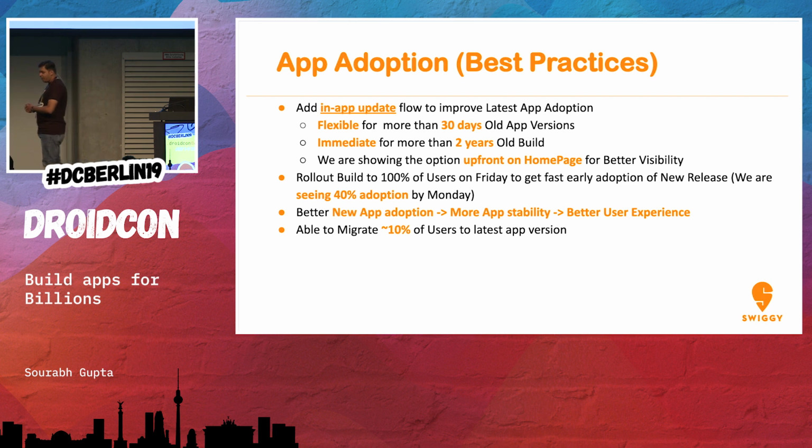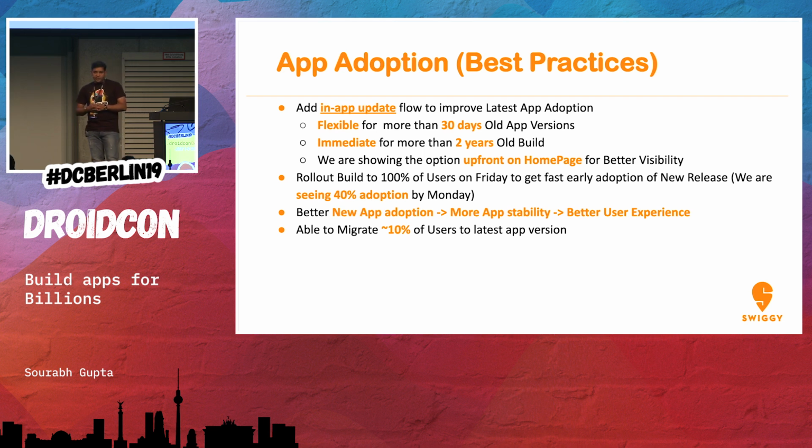First is the in-app update, which Google recently launched. It has two methods, flexible and immediate. For flexible, we show it if the user is on an older build of more than 30 days. We have a release cycle of 2 weeks, so if he is on a build older than 30 days, he is already 2 builds behind, so we show the flexible option to him. If the build is older than 2 years, we show the immediate option. We want him to upgrade to the latest version immediately, because we are not supporting any app older than 2 years, and we don't guarantee how stable it is.